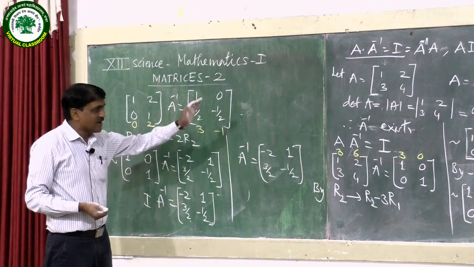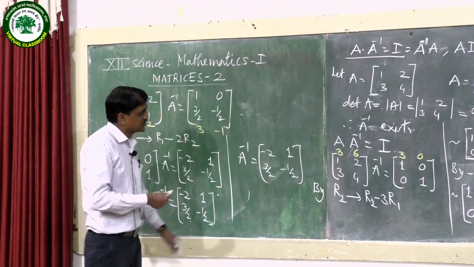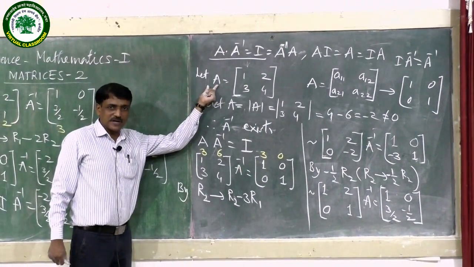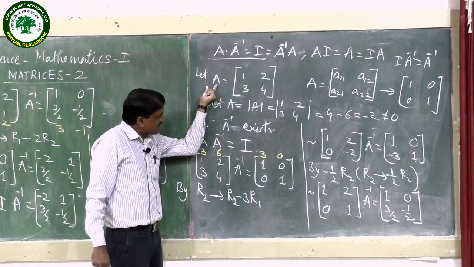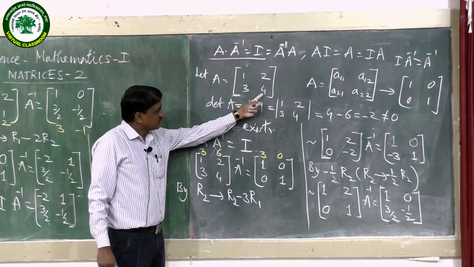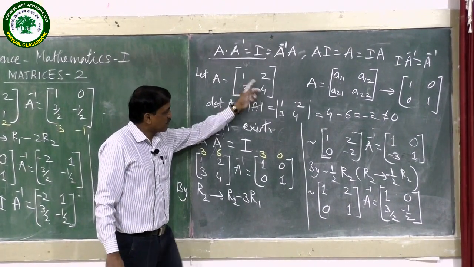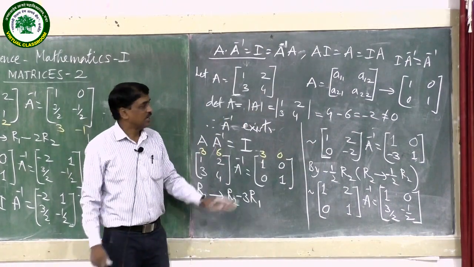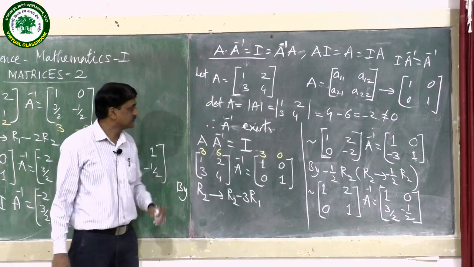Before that, let us revise the steps in 1 or 2 minutes. See, this is the matrix A, our original matrix. Its determinant is 1 into 4 minus 3 into 2, that is 4 minus 6, which is minus 2, which is non-zero. Therefore, it is invertible. Therefore, A inverse exists.